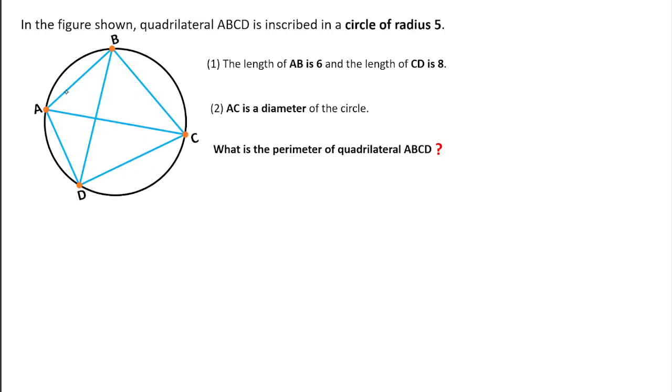Now according to question, the length of AB is 6 unit and the length of CD is 8 unit. Okay, and AC is diameter of this semicircle. This means this angle will be 90 degree. This angle will also be 90 degree because triangle made with diameter is always right angle triangle. Or you can say that triangle made in semicircle is always right angle triangle. Okay, so this is the only thing we have to think.